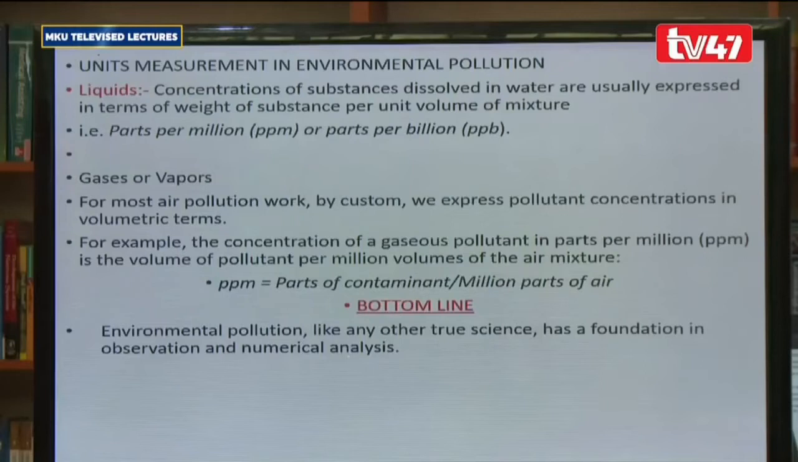Then we have gases. When it comes to gases or vapor, we express the concentration in volumetric terms. When it comes to volumetric terms, refer again to the standard SI units of measurement. How is it measured? The concentration of a gaseous pollutant can be measured in parts per million, and it's given by the equation there: parts of contamination per million parts of air.